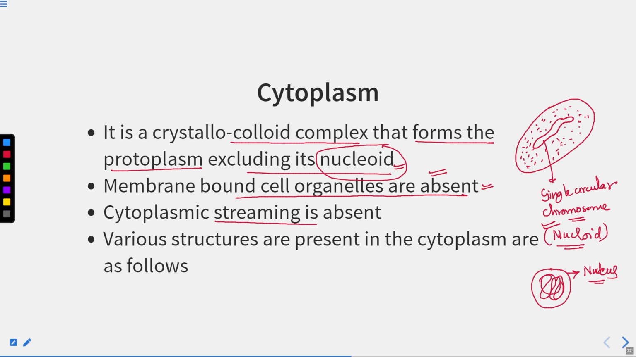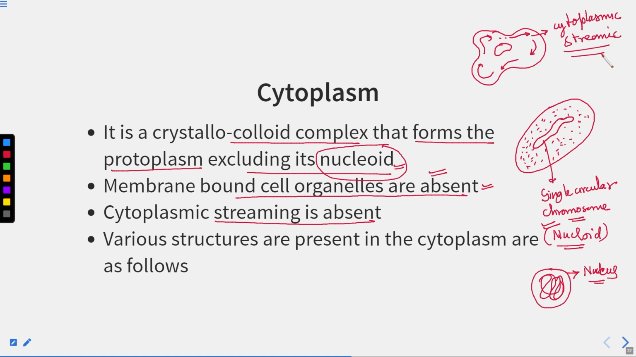Cytoplasmic streaming is absent. What is cytoplasmic streaming? If we see the structure of amoeba, that is a eukaryotic cell, it is having the nucleus. Cytoplasm is moving like this. So that is called cytoplasmic streaming. That is not found in the bacterial cell. So that is totally absent. So this characteristic, cytoplasmic streaming, is absent in the case of the bacterial cell.